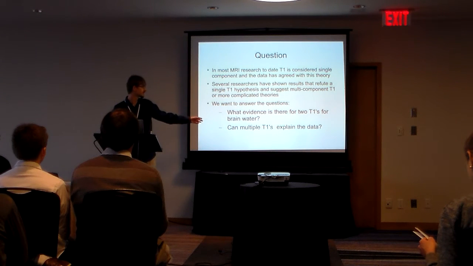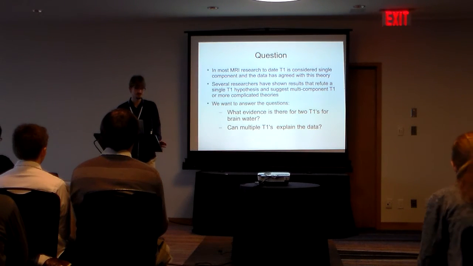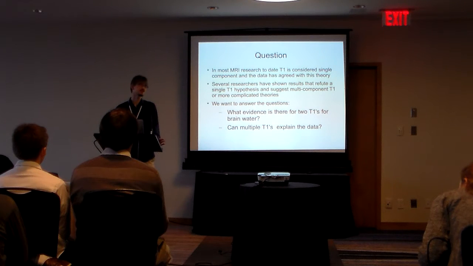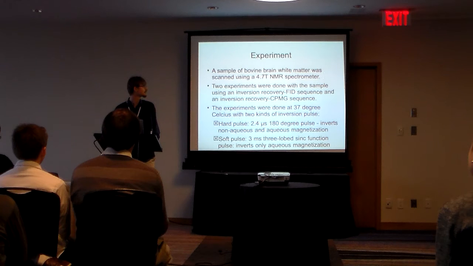So we wanted to answer what evidence is there for two T1s in brain, or especially in white matter specifically, and can multiple T1s really explain the data that this new research is seeing? And the reason we're seeing new research is not that it's being done badly before, it's just that as we improve our techniques and increase the strength of our magnetic fields, we can get more detail.